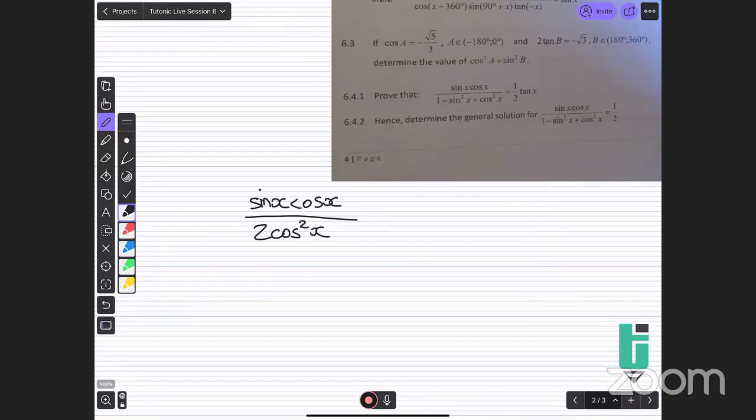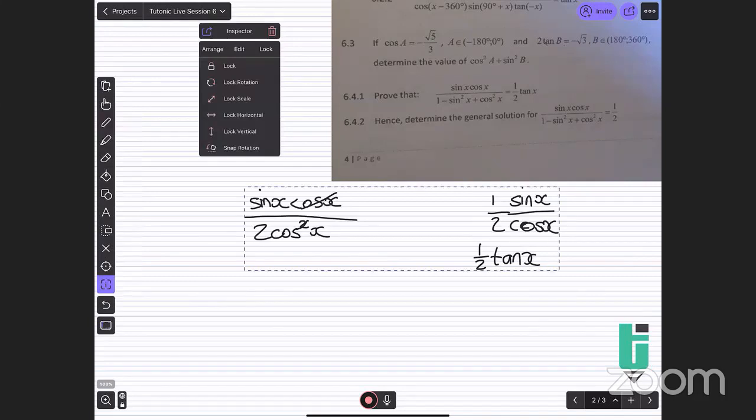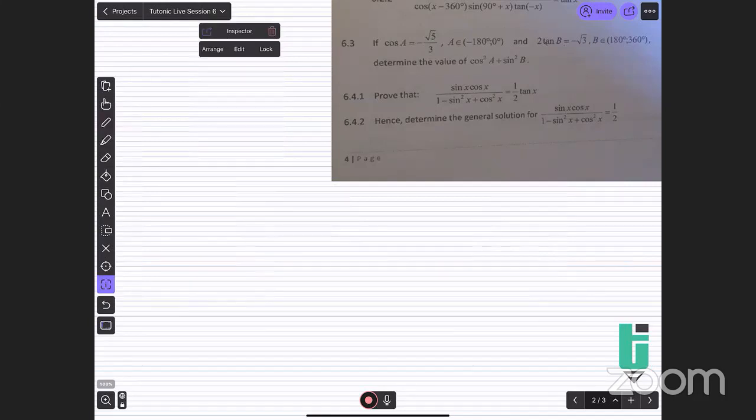Then sine x over 2 cos x. Oh, okay, this is easy. So what's sine x over cos x? Tan. Okay. I love this.